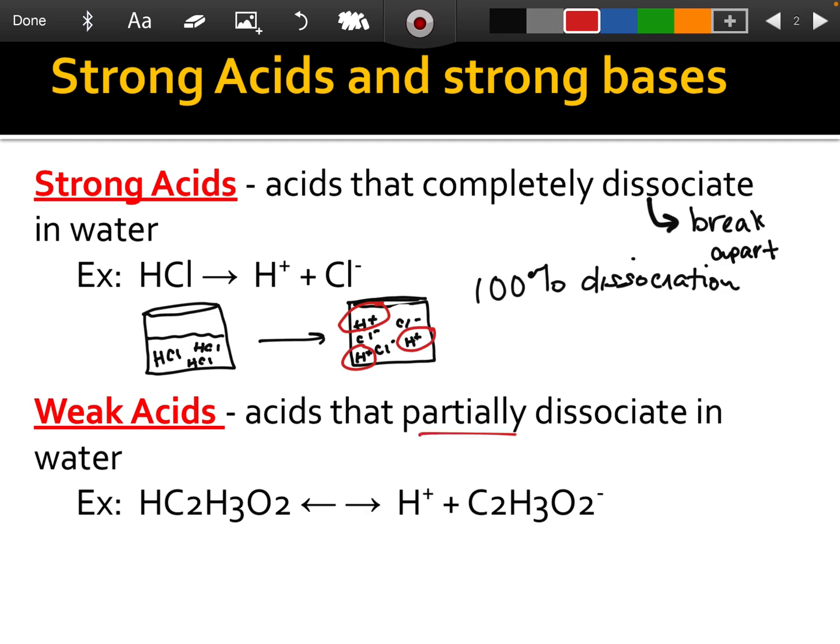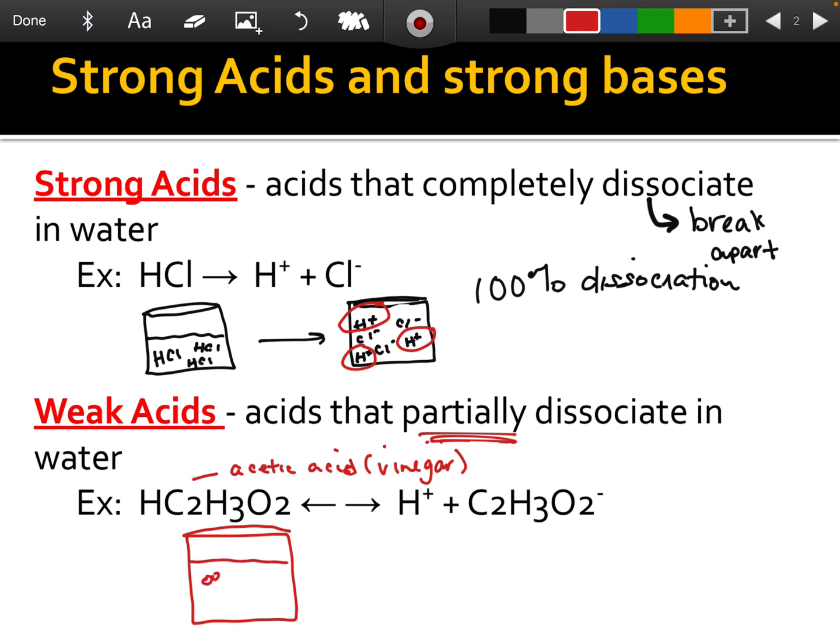Weak acids will only partially dissociate. So some of the molecules will break apart, but some of them will stay together. So weak acids will partially dissociate in water. So if you have a beaker, this is actually acetic acid, which is vinegar. So when you have a solution of vinegar, I'm going to actually draw the 2 ions. So these would be your 2 ions.